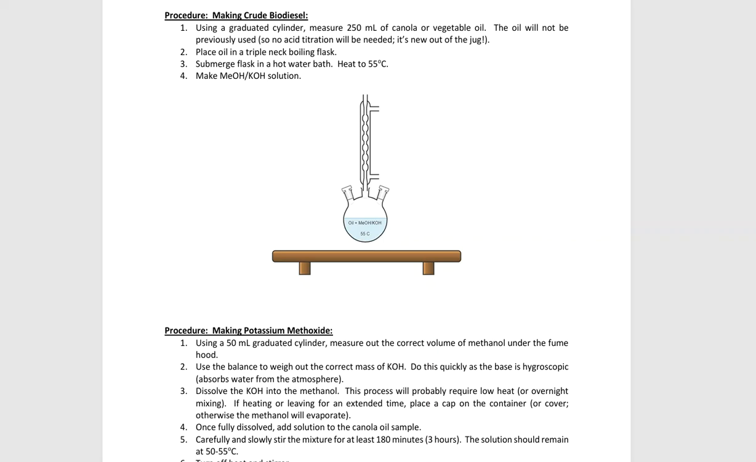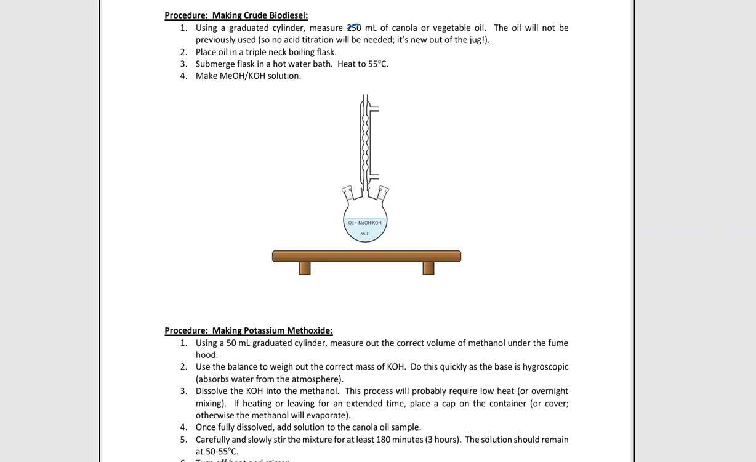Okay, procedure. Step number 1, making the crude biodiesel using a graduated cylinder. Whoo, that makes my job easy. We're going to measure 250 mils of canola or vegetable oil. The oil will not be previously used, so no acid titration will be needed. It's out of a new jug. First off, shame on me, because I just told you that we're going to divide everything by 5, right? The same thing's going to happen here.